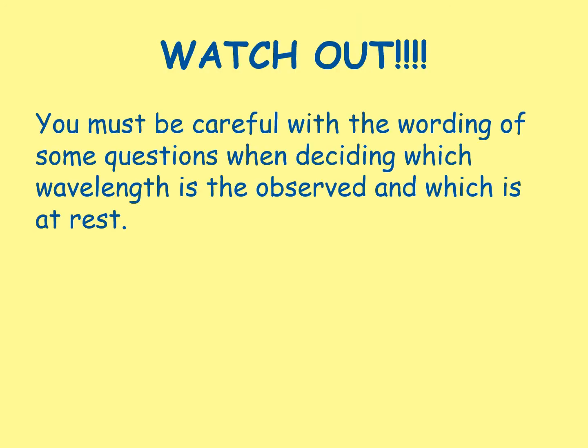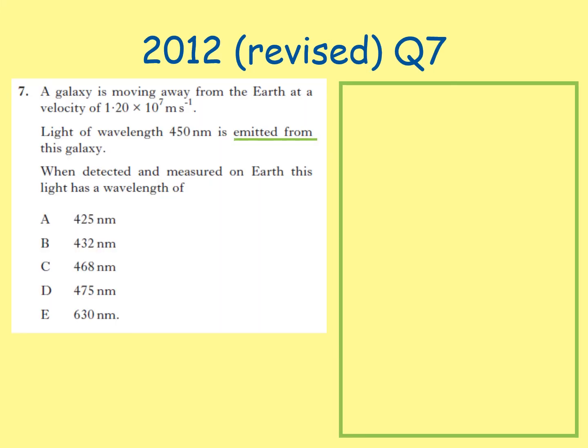Watch out! You must be careful with the wording of some questions when deciding which wavelength is the observed and which is at rest. It can be confusing. A galaxy is moving away from the Earth at a velocity of 1.2 times 10 to the 7 meters per second. Light of wavelength 450 nanometers is emitted from this galaxy. When detected and measured on Earth, this light has a wavelength of, and that's what we want to work out.